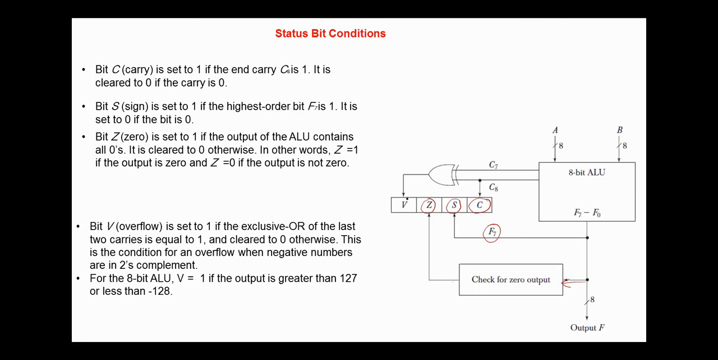Bit V is set to 1 if the exclusive OR of the last two carries is equal to 1 and cleared to 0 otherwise. And this is the condition for an overflow when negative numbers are in 2's complement form.